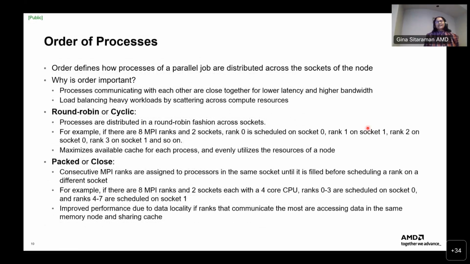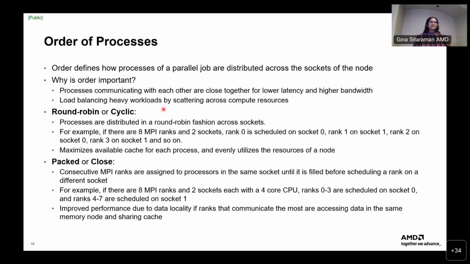Okay, and then we saw placement, where the processes are placed, but the next concept is the order. So we have a parallel job, we have many ranks. How do we order those processes such that they are distributed evenly across the sockets, and also, very importantly, processes communicating the most with each other are close together, so we reduce latency and achieve a higher utilization of the bandwidth. So load balancing heavy workloads is also very important.